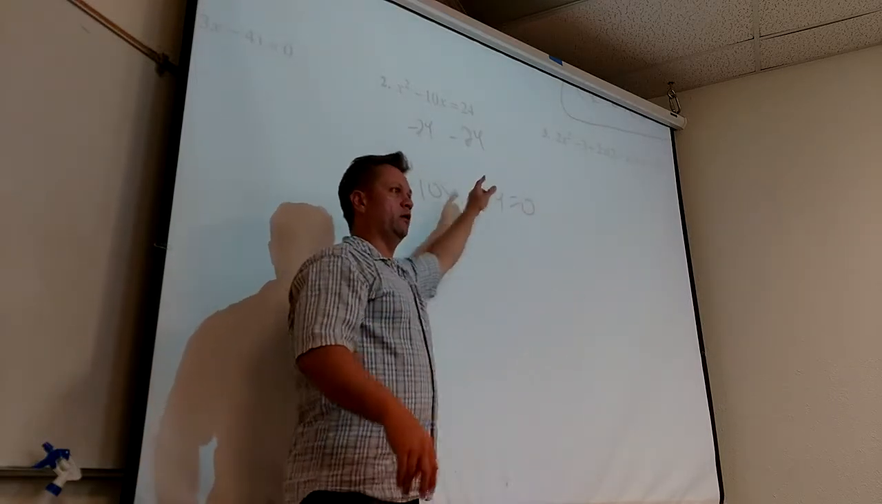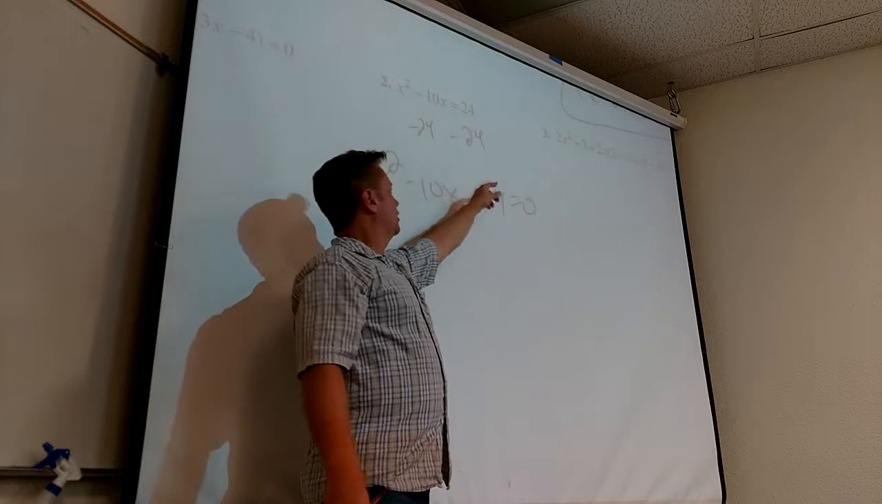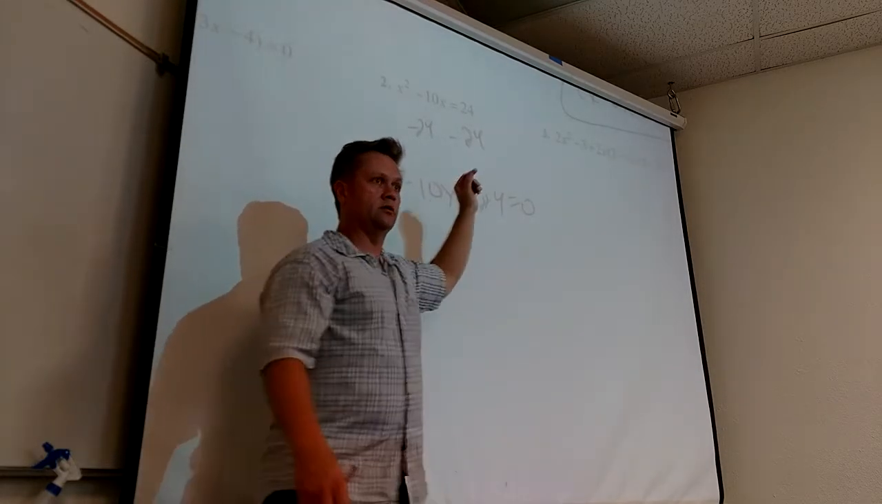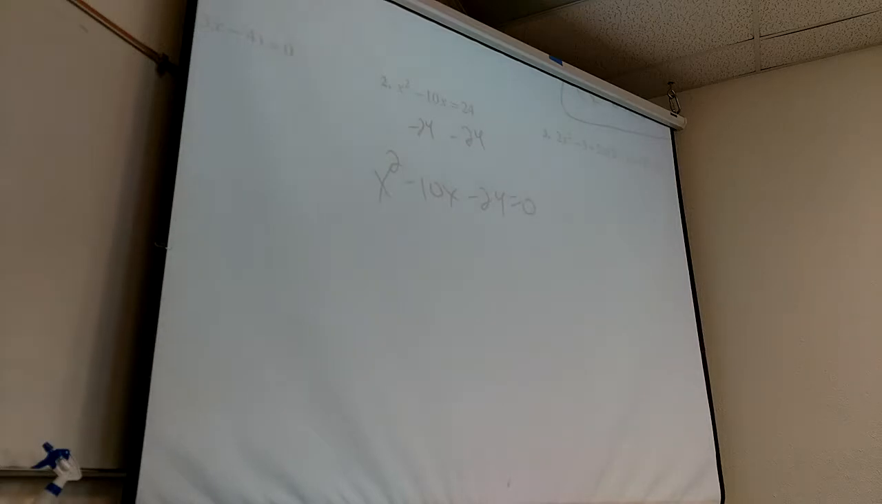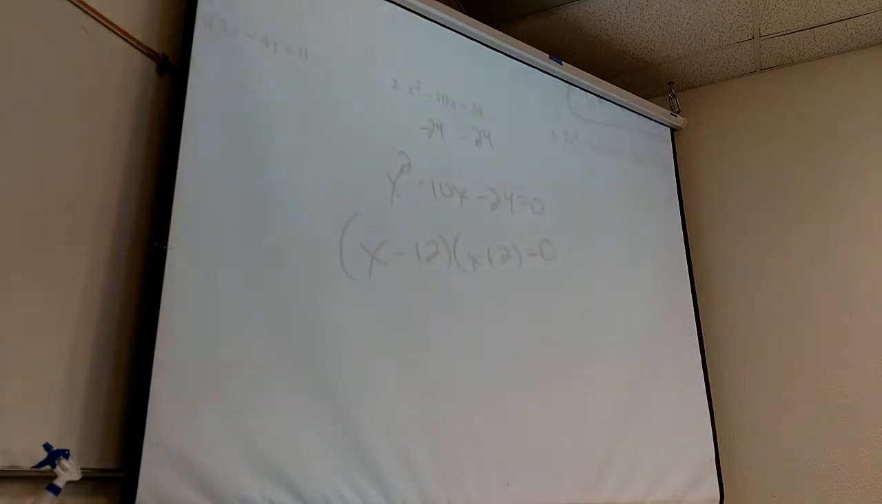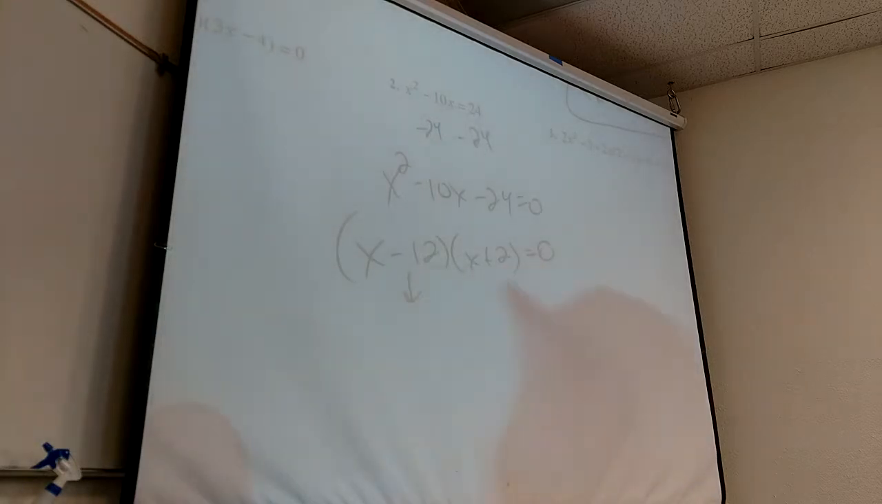What's the one that works? Negative 12 and 2. They multiply to negative 24, and they add to be negative 10. I like it. So this will be x minus 12, x plus 2, or vice versa. Did you say vice versa? Yeah. And then, what are my 2 answers? Can anybody see them?